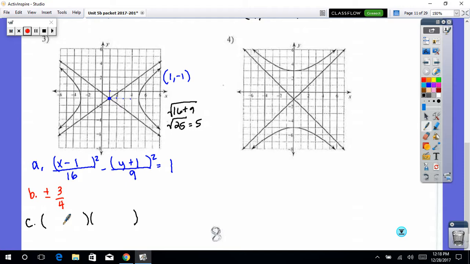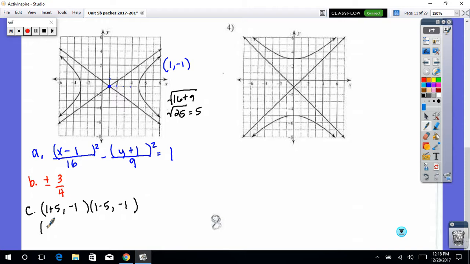So we have 1 plus 5 is our x, -1 is our y, 1 minus 5. And of course, when we simplify that, we get 6 and -1 for our foci, and -4, -1. So there are your foci right there.